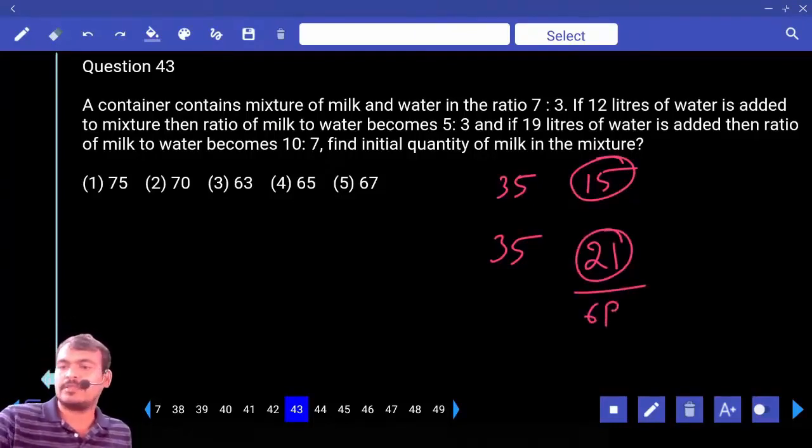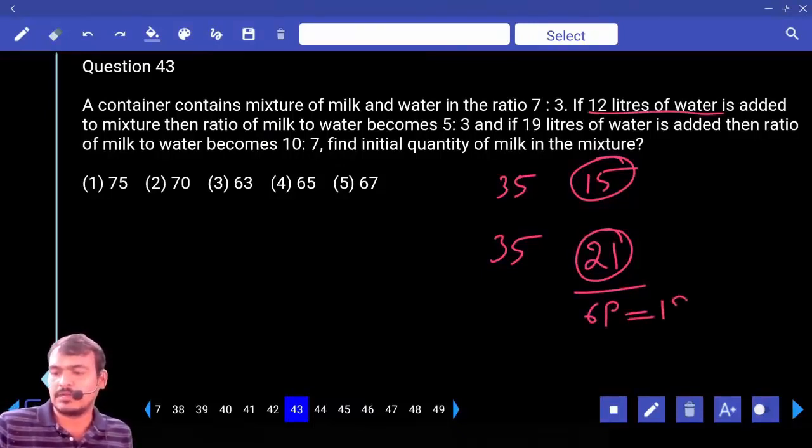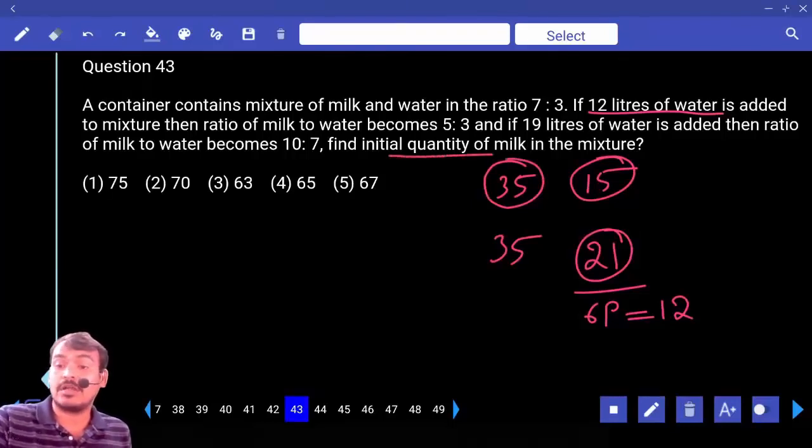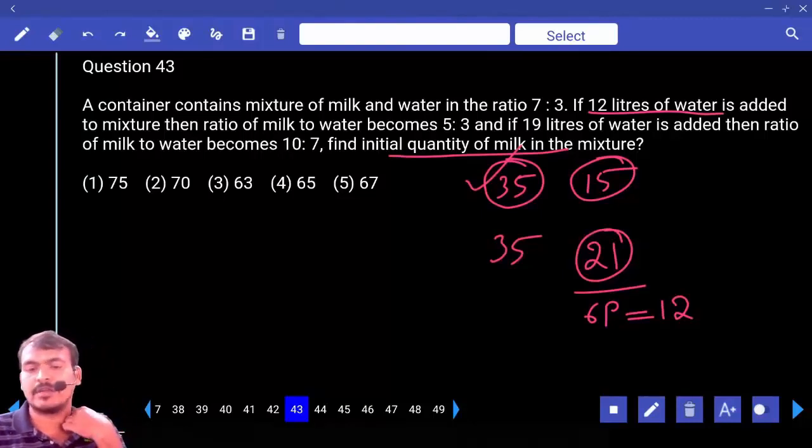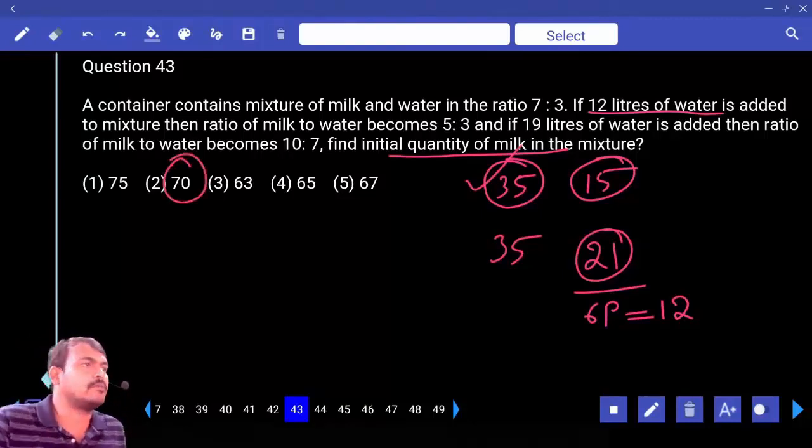6 parts. In place of 6 parts, how many liters are added? 12 liters. 6 parts are 12 liters. Every 1 part is 2 liters. But we require the total quantity of the milk or mixture. Milk. For the initial quantity of the milk, how many parts do we need? 35 parts or not? Then 35 parts will be 70 or 80?